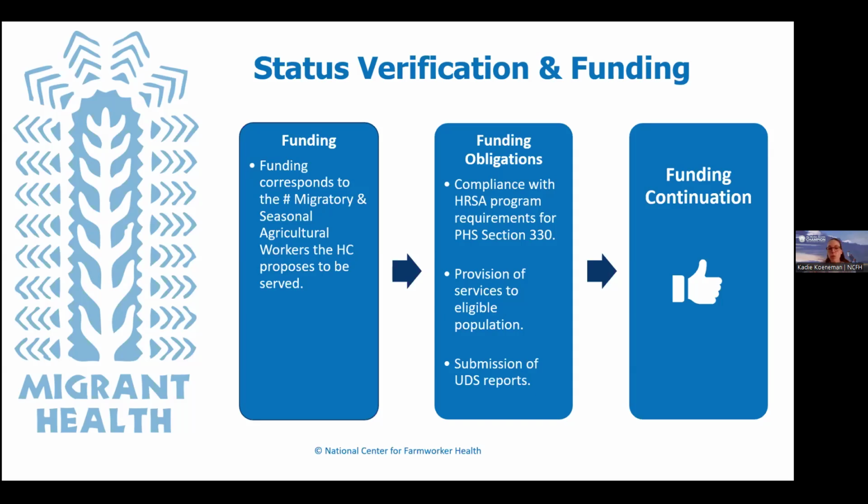And so we go over this relationship between your UDS reports, identifying your special populations, and how it relates to your funding, just to set the stage for how important it is that we are identifying our agricultural workers so that your health center can continue to receive funding to serve this very important population.